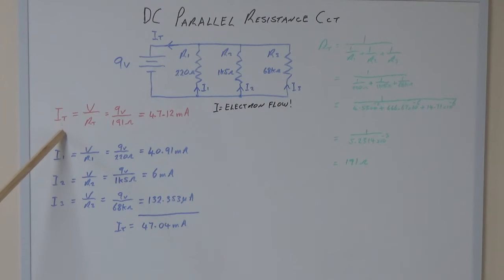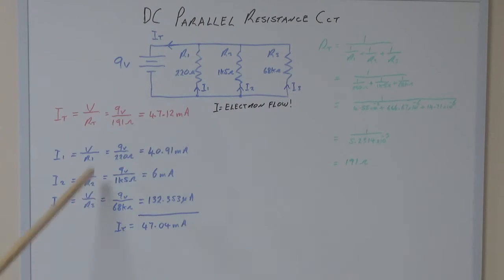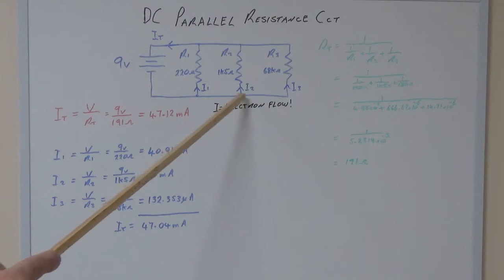Now the next thing I did was just to find out the total current, and I did this just as a comparison. So the total current is the supply voltage, which is V, 9 volts, divided by the total resistance, which you can see there is 191 ohms, and if you divide that out you get 47.12 milliamps approximately. Now there are some rounding errors through all this, because of the type of calculations that you get. From that point, what we did is find each of the currents through the branches.